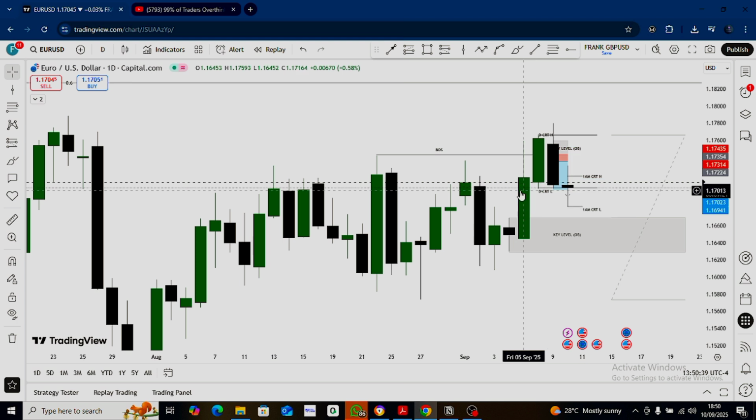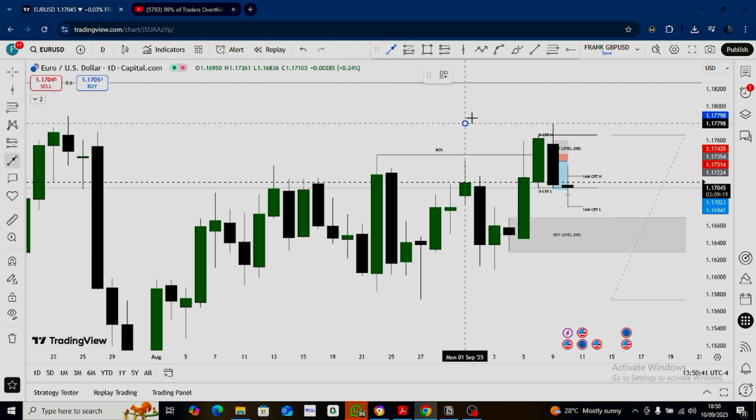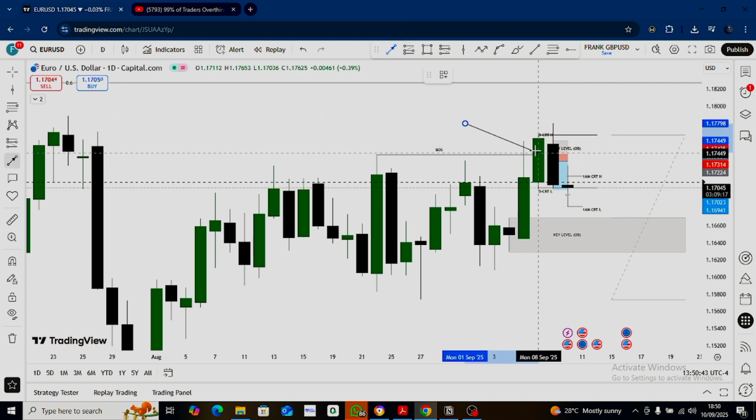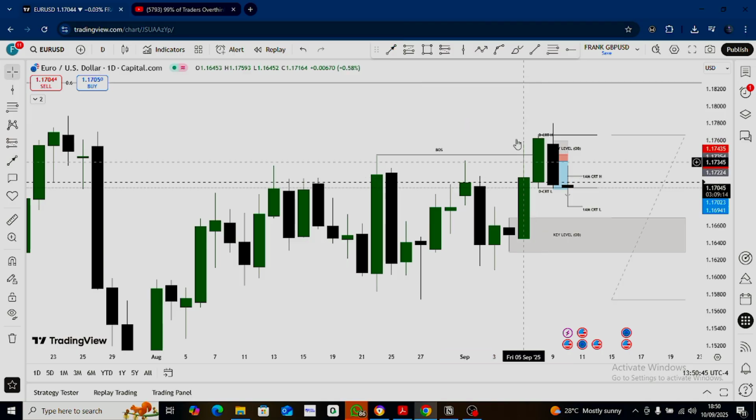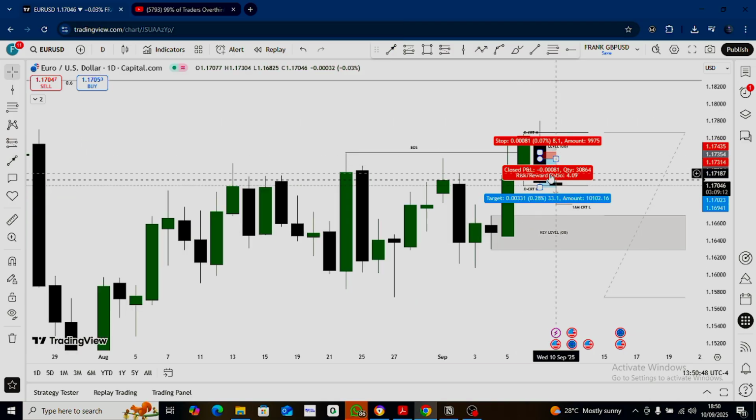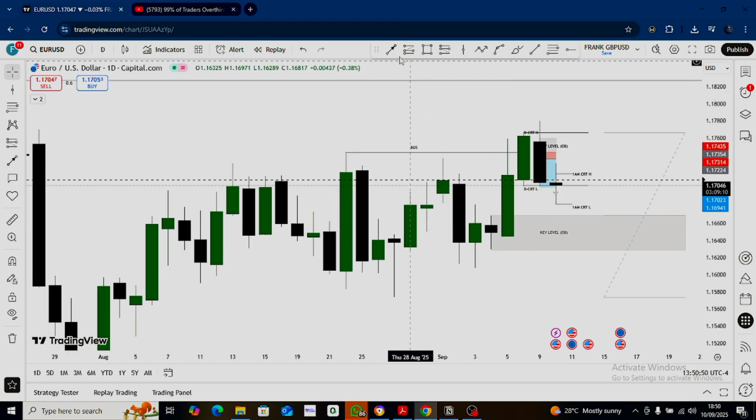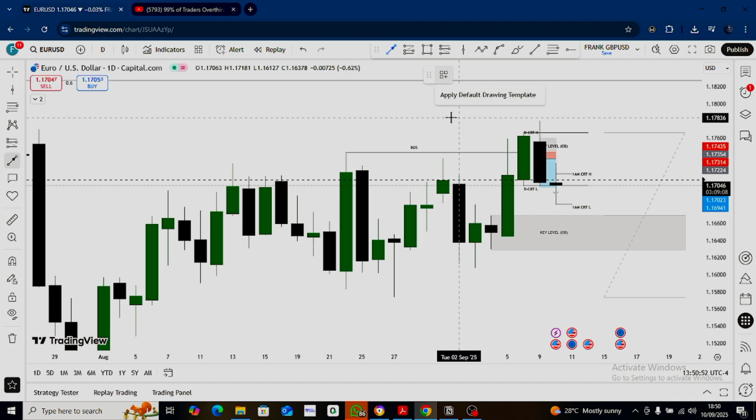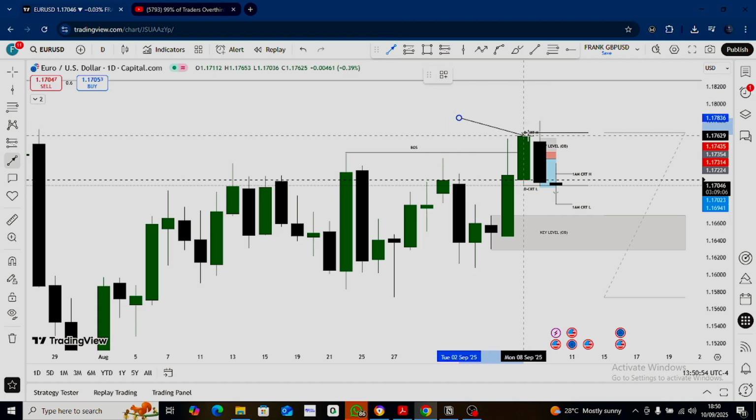So this was my Monday candle. You can see I don't trade Monday, so I use it as a range, because it's basically a range. Now this was the Tuesday candle. You can see what the Tuesday candle did: it swept the high of the Monday candle.